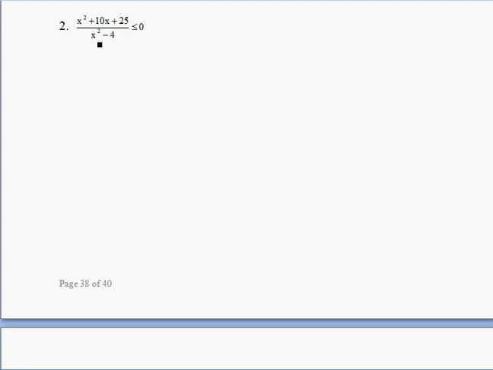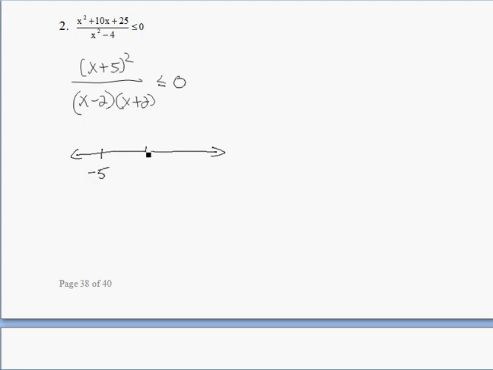So let's first factor this. This is a trinomial squared, so therefore it is x plus 5 quantity squared. My denominator is x minus 2, x plus 2, that's less than or equal to 0. So my critical numbers, this is critical numbers -2, 2, and -5. So -5, -2, and 2.